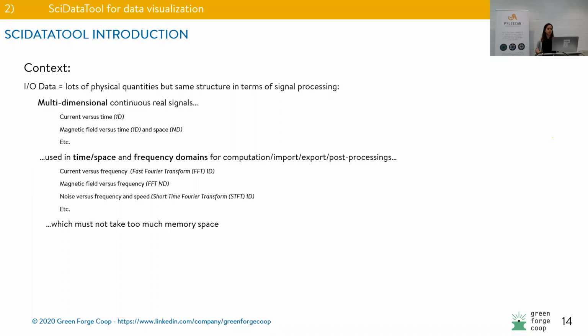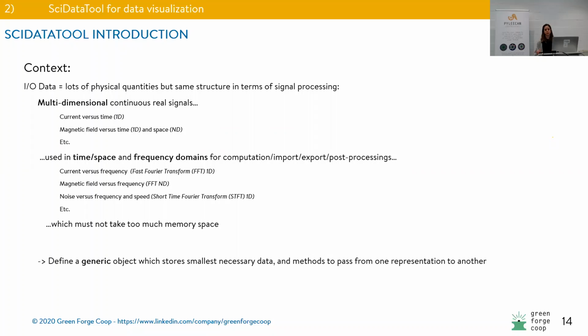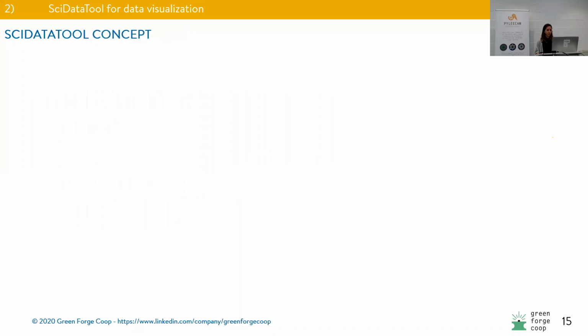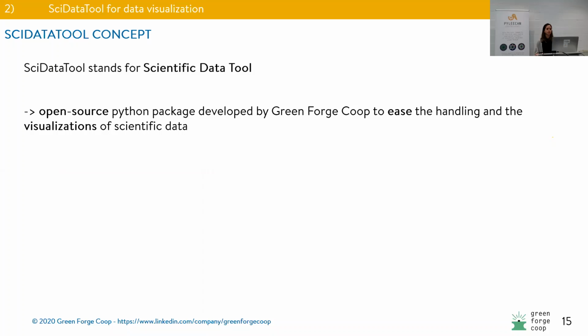We also want to reduce the storage space so that it takes the least memory possible. To do that, we needed a generic object and methods to go from one representation to another and to reconstruct a field that we had reduced, for example. That's why we started the SciDataTool package. It means scientific data tool. It's been developed by Greenforge Corp. It's still ongoing work, but you can contribute to it too. It's also an open source package. You can find it on GitHub as well.